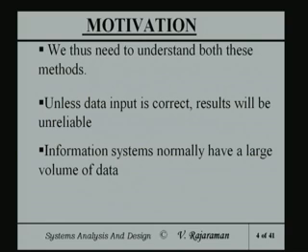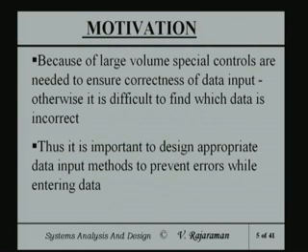Unless data is correct, results will be unreliable, that is obvious. The information system normally has a large volume of data. This is the reason why we need to have a foolproof method of checking or controlling the input data. Because of the large volume, special controls are needed to ensure correctness of data input. Otherwise, it is difficult to find out which data is incorrect after the event. See, if you have processed 4 lakh entries, and then you suddenly found some error, nobody can go through manually all that 4 lakh to find out where the error occurred.